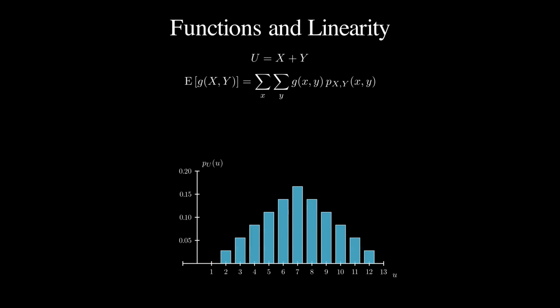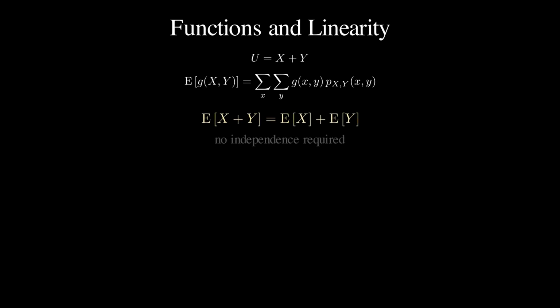Expectations follow the same pattern one dimension up. The expected value of g of X and Y is a double sum, g of each pair, weighted by the joint mass of that pair. Now take the simplest g, the sum. Split x plus y inside the double sum, and it falls apart into two single sums, each one a marginal mean. The expectation of X plus Y is the expectation of X plus the expectation of Y.